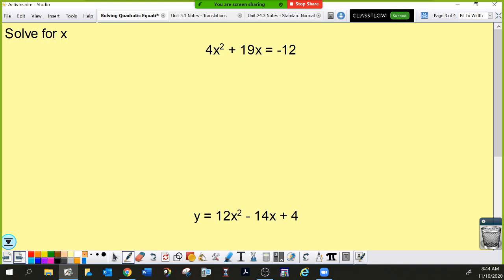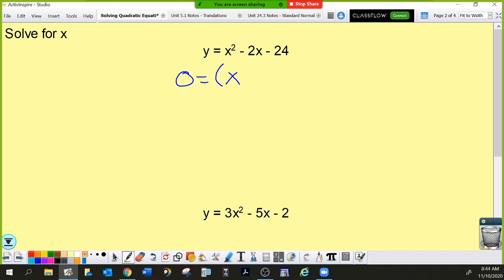So what makes this one a little bit different from the others is it doesn't say y equals. I was being a little bit remiss on the other examples. I was never supposed to solve for x until I set y equal to 0. So in these other examples, I cheated a little bit. I was supposed to say 0 equals x minus 6 times x plus 4. And down here I was supposed to say 0 equals x plus 1/3 times x minus 2.